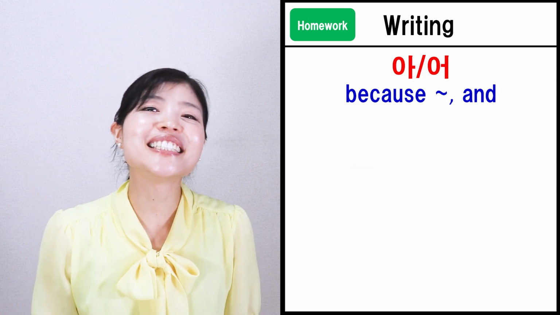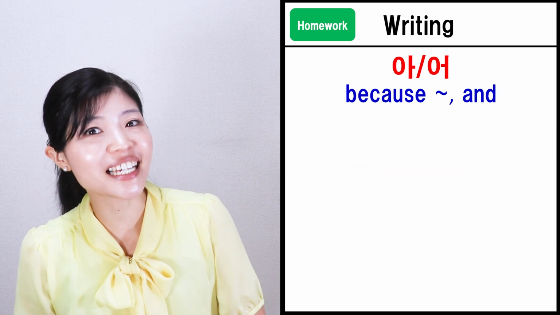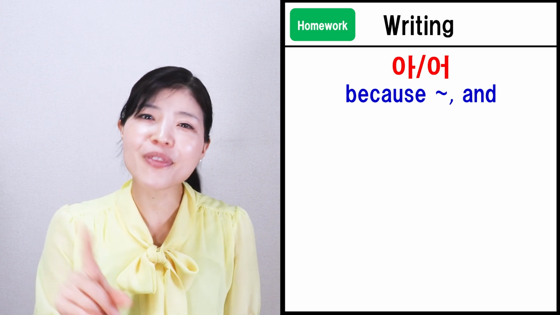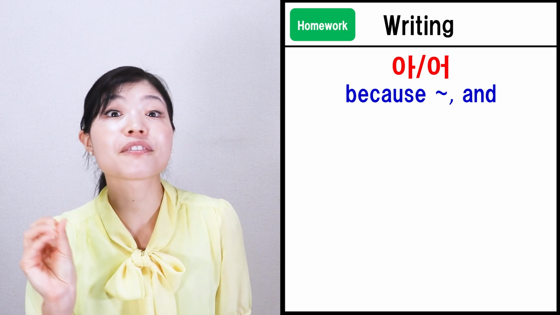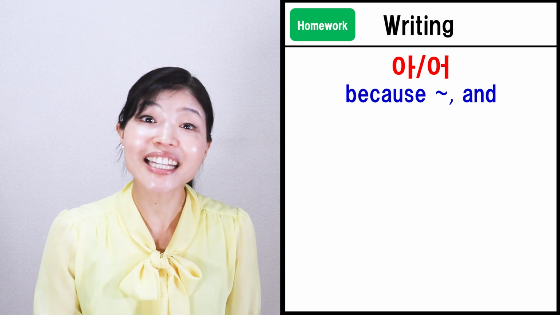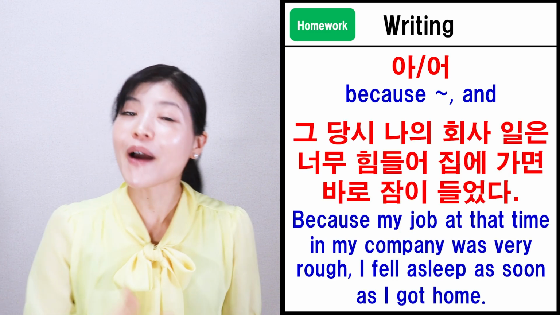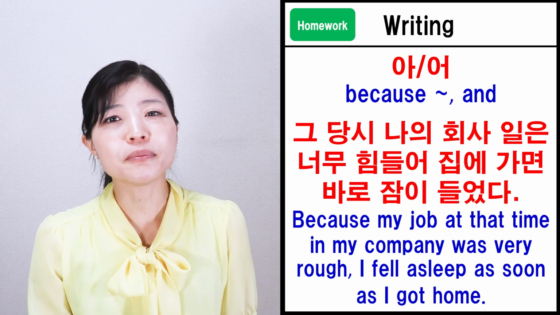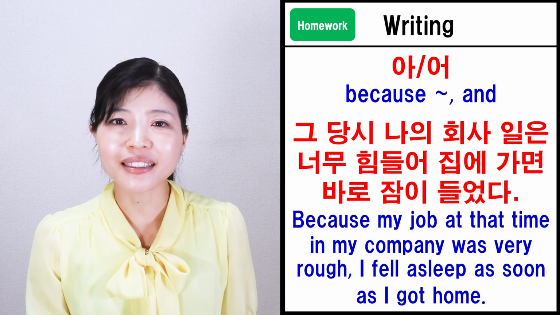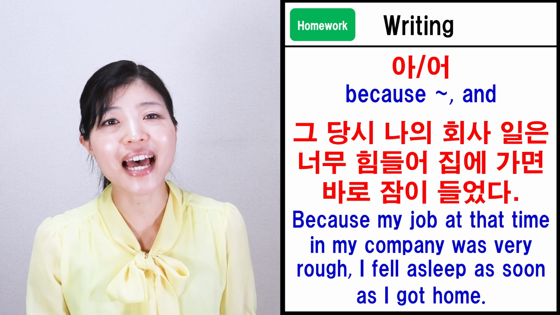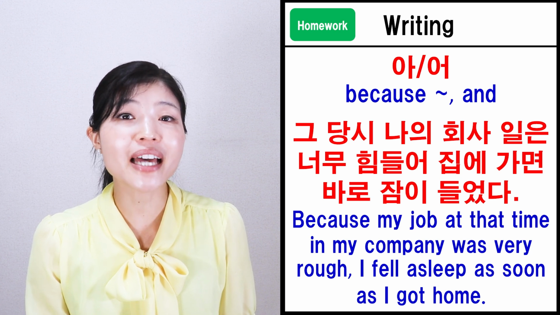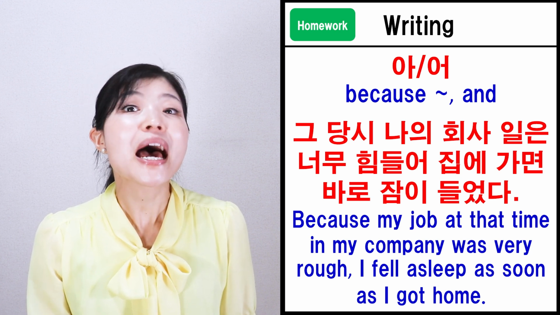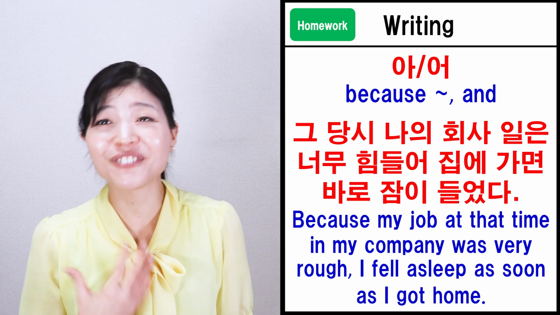For the third sentence, please make a sophisticated sentence by using 어, because and. Remember that this grammar fits with formal endings such as 한다 or 합니다 forms. For example, 그 당시 나의 회사 일은 너무 힘들어 집에 가면 바로 잠이 들었다. Because my job at that time in my company was very rough, I fell asleep as soon as I got home. Can you feel the nuance?